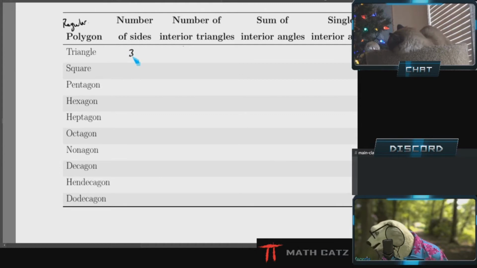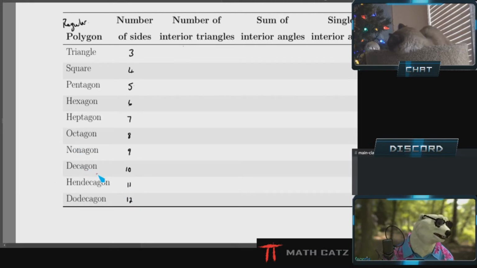Triangle, number of sides, obviously 3, right? Square, 4 sides. A pentagon has 5. Hexagon has 6. Heptagon has 7. Octagon has 8. Nonagon has 9. Decagon has 10. Hendecagon 11. Dodecagon 12. And in the process, you've learned some new words as well. Win-win.